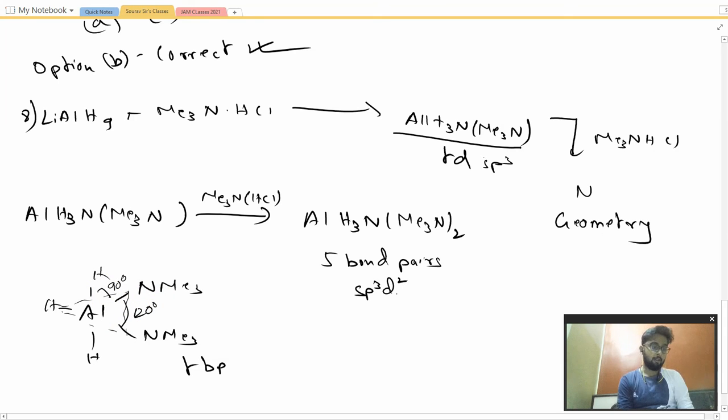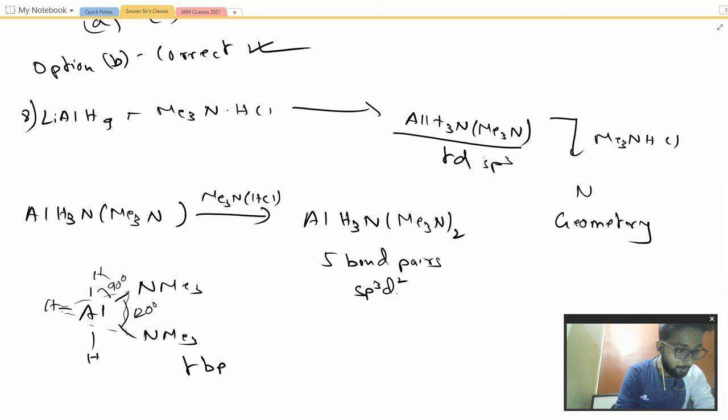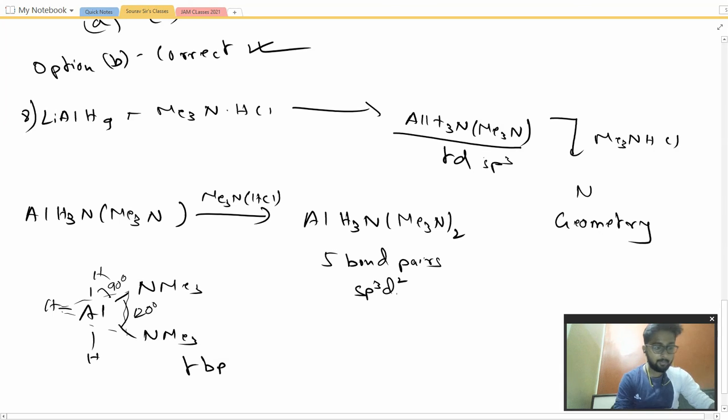In the options, you can see that the compound we have written is given in option C, and the trigonal bipyramidal structure is given. So option C here would be the correct option.